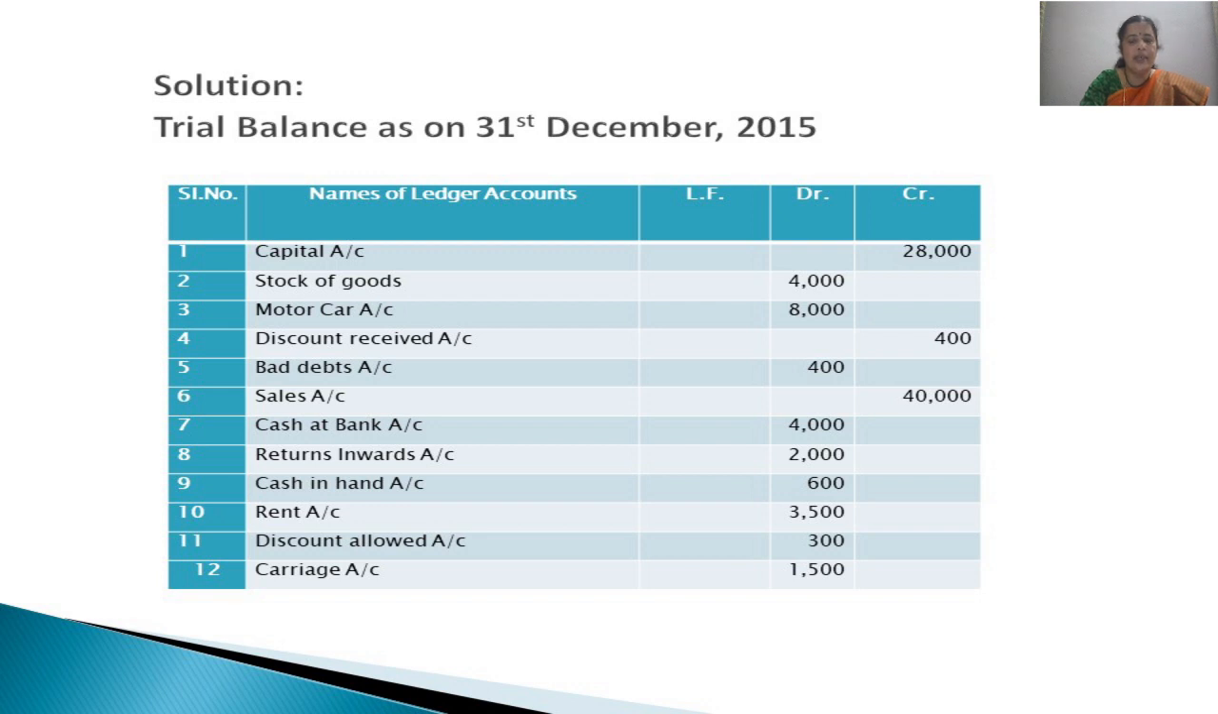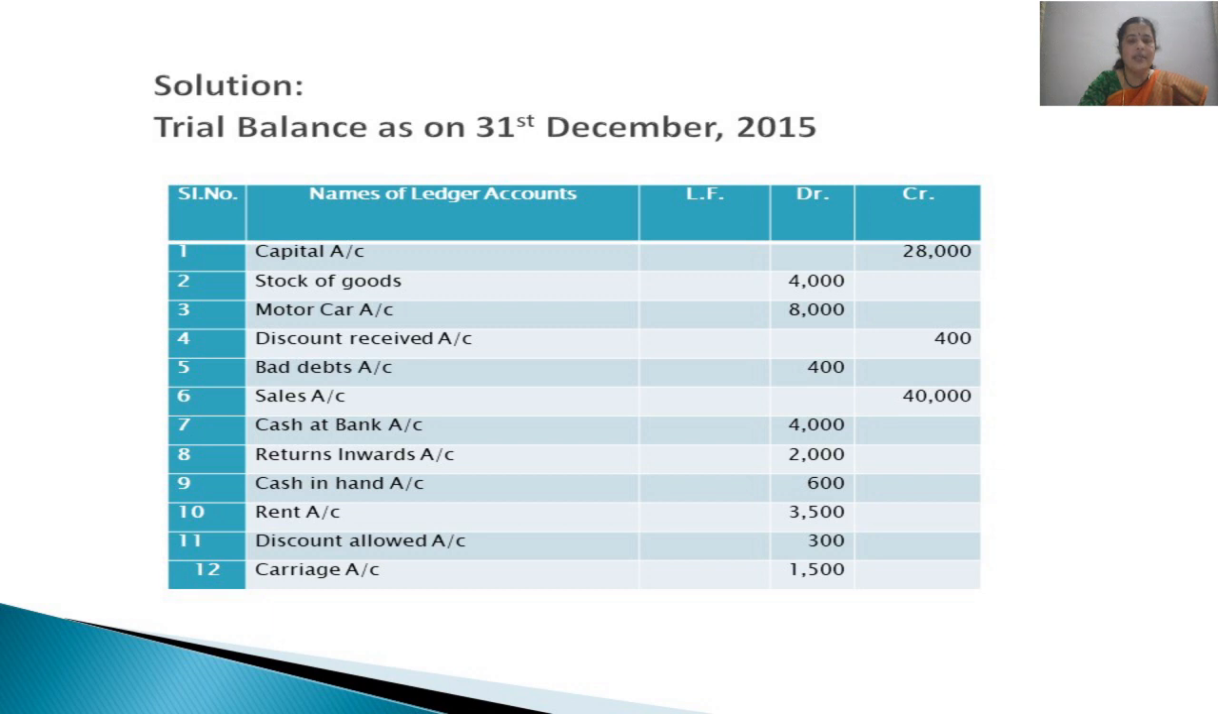Then bad debts is an item of loss. That means we have sold some goods to some purchaser on credit. That means now he becomes our debtor because he has to pay us. But unfortunately, he has not paid us back the money promptly. So that is what we call bad debts. So bad debts is a loss. So debit all losses and expenses.